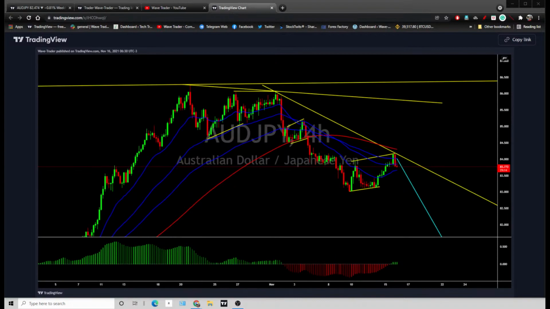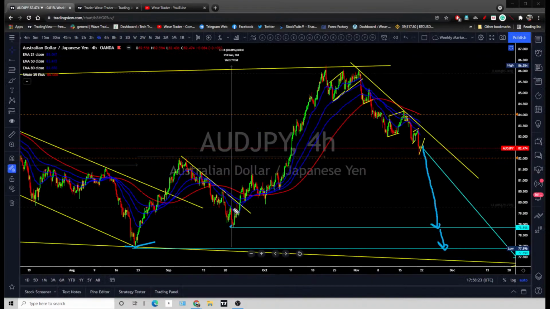The first target, second target. In case anything unusual happens and we see a different kind of move on this chart on Aussie yen, I'll try my best to update you, but right now no change. The market is simply following what we were expecting. You just follow the market now.